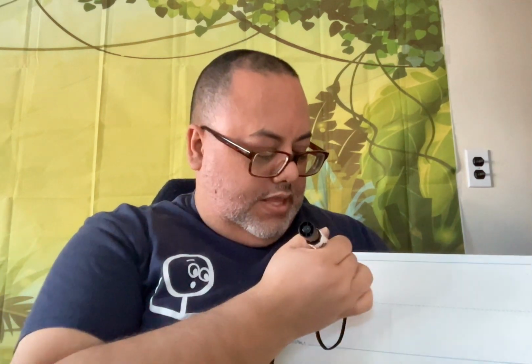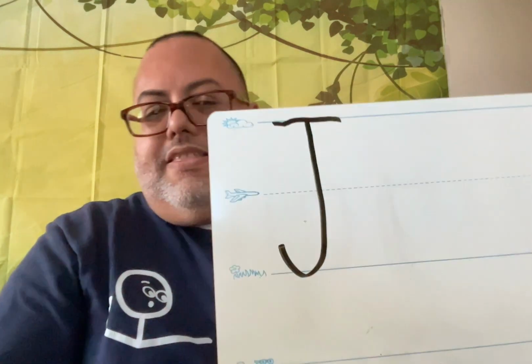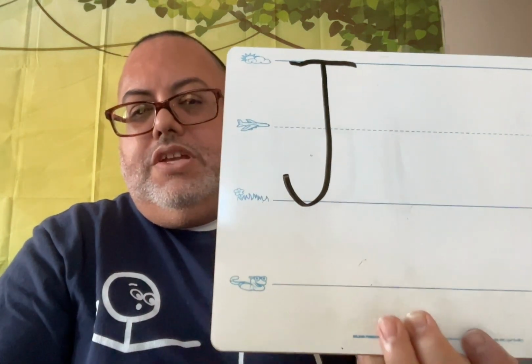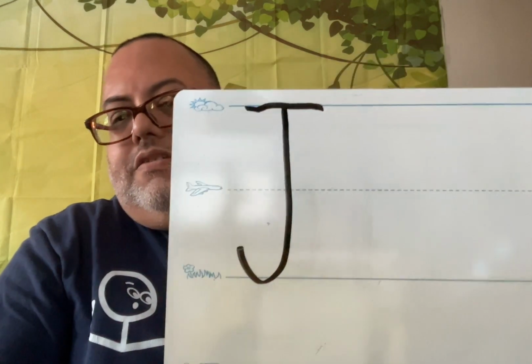And letter J starts on the sky, comes down to the grass in a hook. And then you put a line across from the sky like this. Like for Jordan, Jose, Jennifer, Jeanette. All of those names start with a capital J.